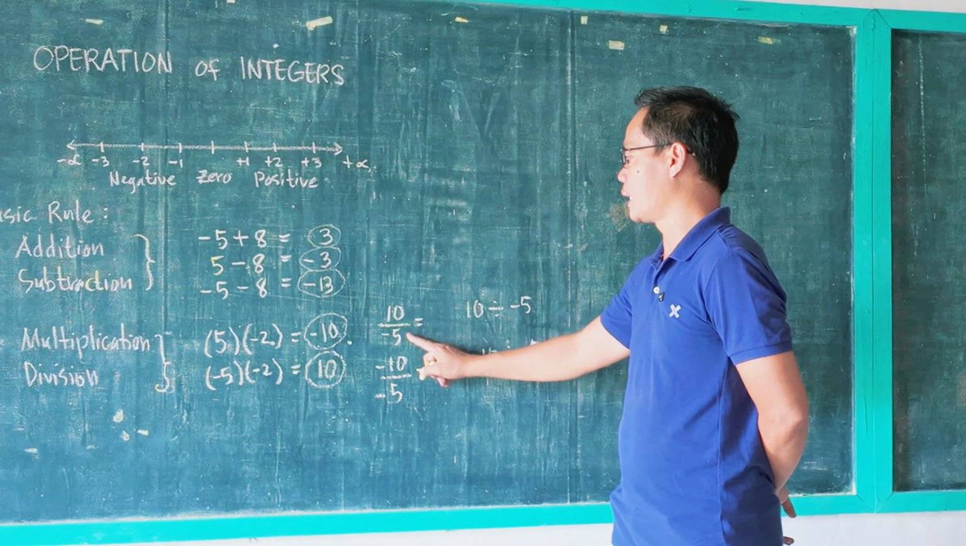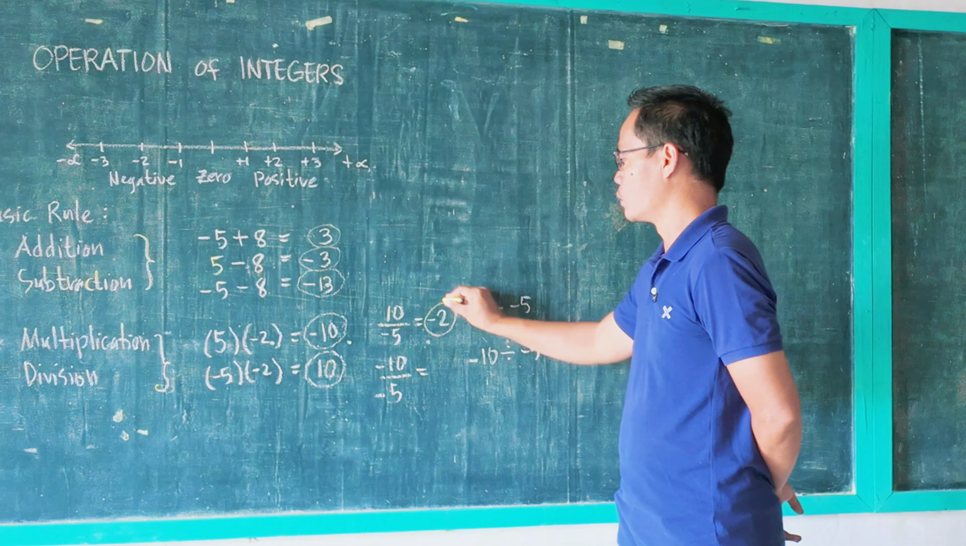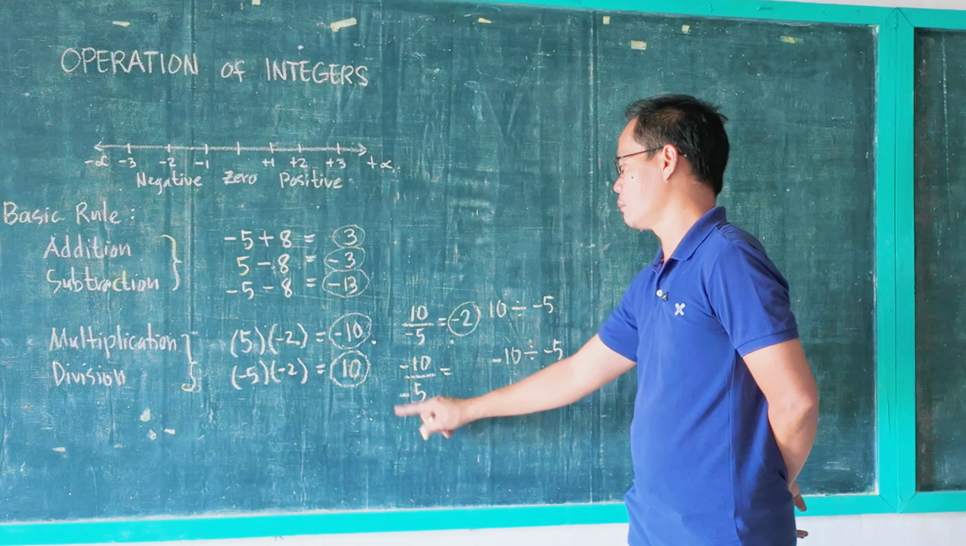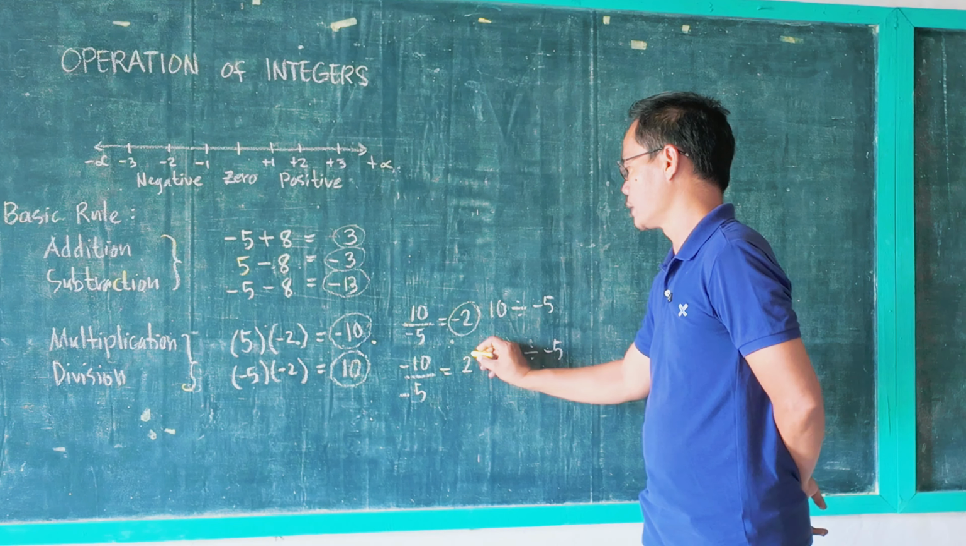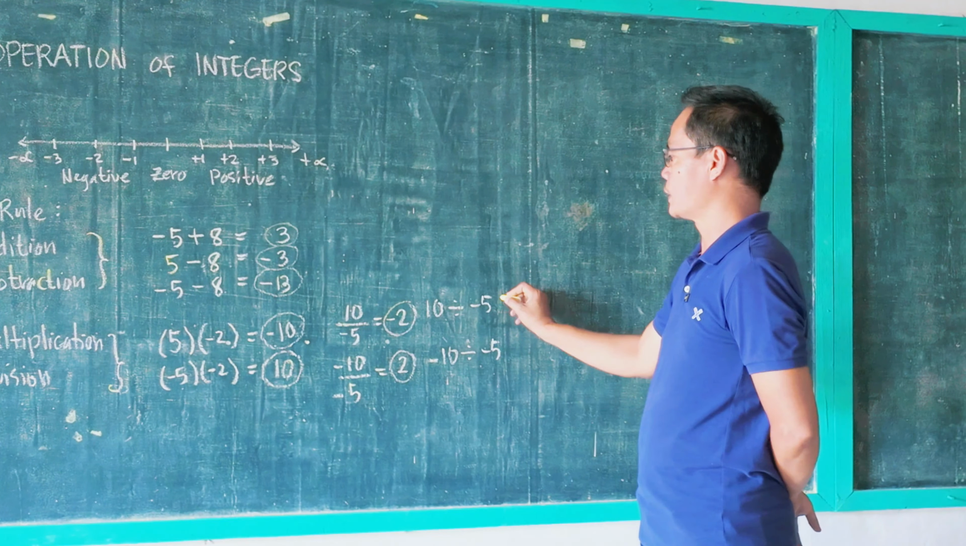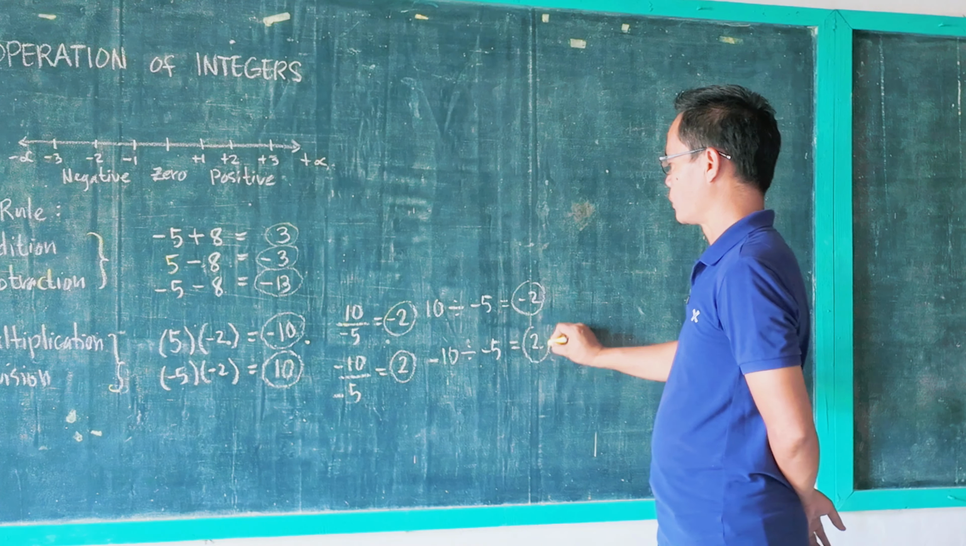Same here. If you divide unlike sign, you have negative, but still you have to divide. The answer is negative 2. Same here. If the signs are the same, you have a positive answer, but you still divide the numbers. The answer is positive 2. So these answers here are just the same with this one and this one.